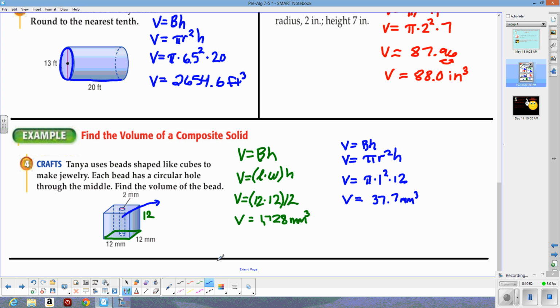Now to find the volume of the bead, we're going to go ahead and take the volume of the cube, which is 1,728, and we're going to subtract the volume of the cylinder that's cut out, 37 and 7/10. And when you subtract that, you end up with 1,690 and 3/10 millimeters cubed.